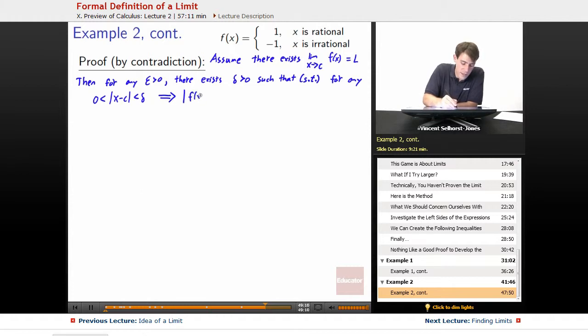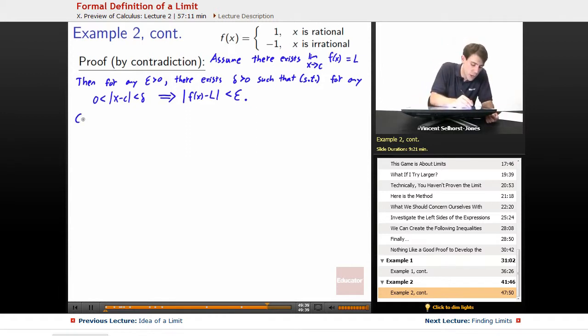of f of x minus L, that is the distance between the f of x that gets mapped from that x, and L, what our limit goes to, has to be less than epsilon. So that has to be true. Right? That's what it means for it to have a limit. If there exists a limit, then it must be that for any epsilon greater than 0, there will always exist a delta greater than 0, such that if x is within delta of c, f of x must be within epsilon of L. That's what the formal definition is.